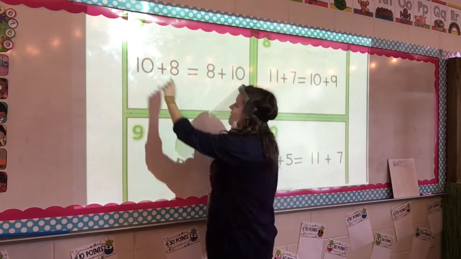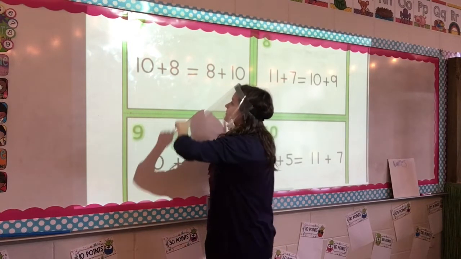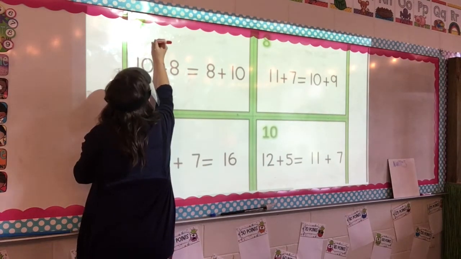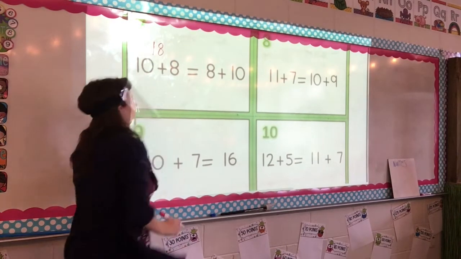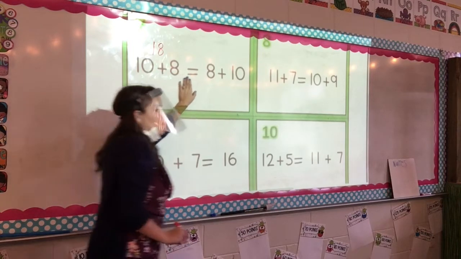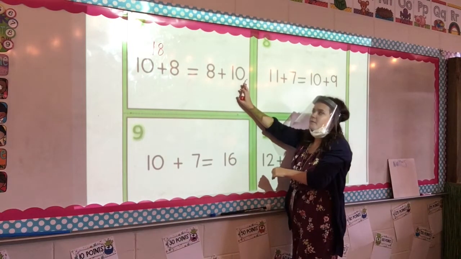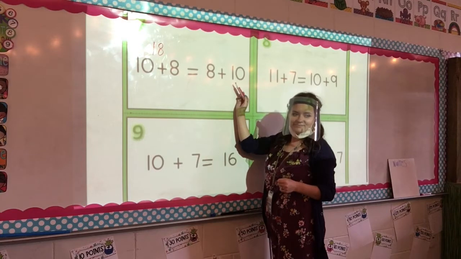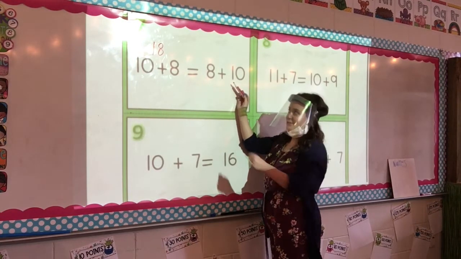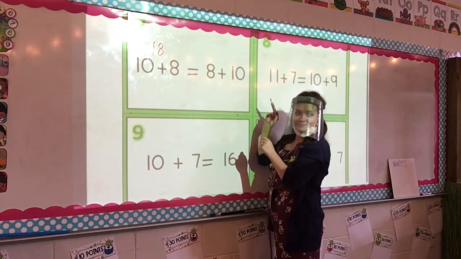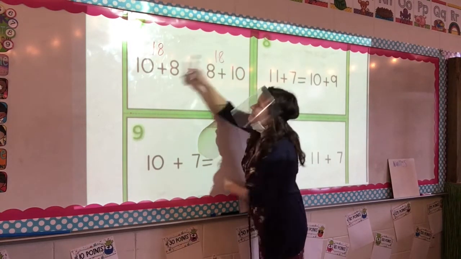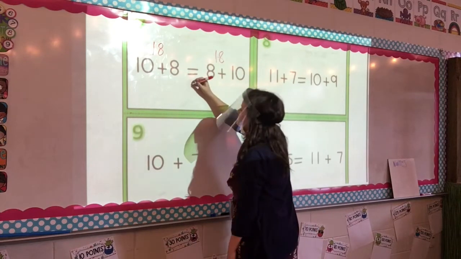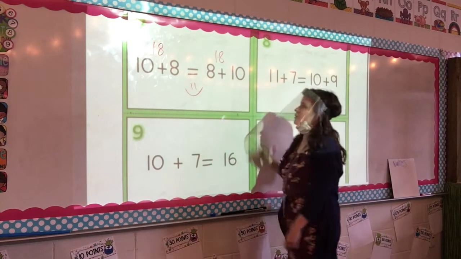On this side, I have 10 plus 8. London, what's 10 plus 8? 18. So I'm going to write, and I want you to write as well, 18 on top of 10 plus 8. Then on this side, I have 8 plus 10. Peyton, what's 8 plus 10? 18. Is 18 equal to 18? Yes. So I don't have to change anything. I'm just going to give a smiley face to show that I approve of this equation.